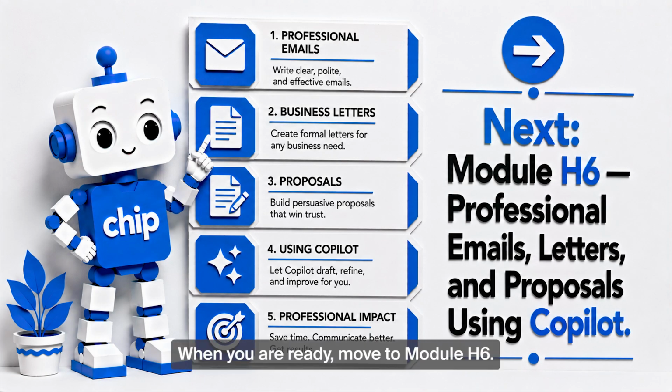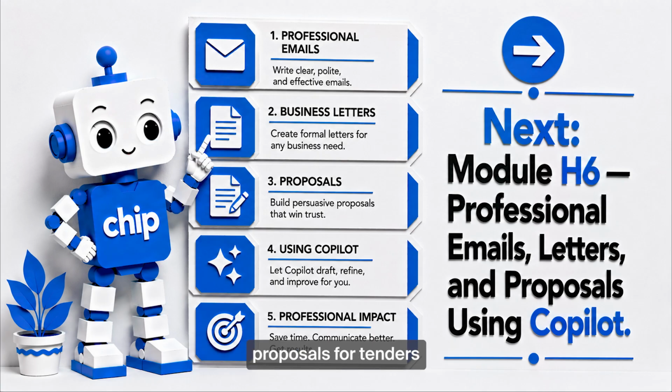When you are ready, move to Module H6. In that module, you will use your saved instruction files to produce professional written communication, emails to suppliers, formal letters to banks and government offices, and structured business proposals for tenders and corporate buyers. Your saved files are the foundation. H6 gives them a professional form that gets faster responses from the people that matter most to your business growth.